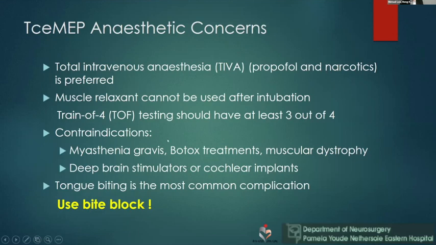For contraindications, of course, if you have muscular disease like muscular dystrophy or myasthenia gravis, or if you have Botox injection done on the affected muscle, then probably you should not use this motor evoked potential. And also because you involve a huge amount of stimulation, you cannot use this in patients with brain stimulators or cochlear implants or other stimulators in situ. Tongue biting is the most common complication, and this can be avoided using a bite block.